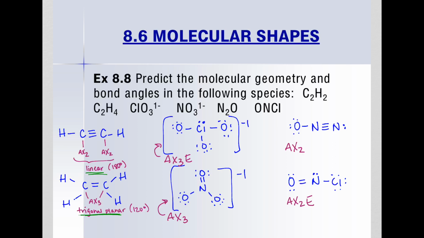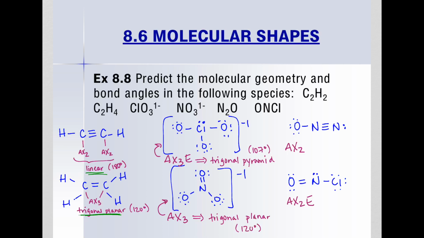Now, if we look at our other structures, if we take those AXE notations and convert them to geometries, we see that this one, AX3E, would correspond to a trigonal pyramid, which started with bond angles of 109.5, but now comes down to 107. AX3 would be trigonal planar, and as we just saw a moment ago, that means our bond angles would be 120.